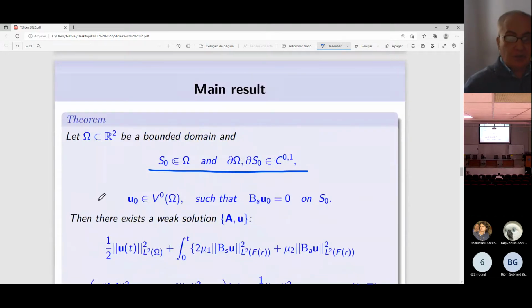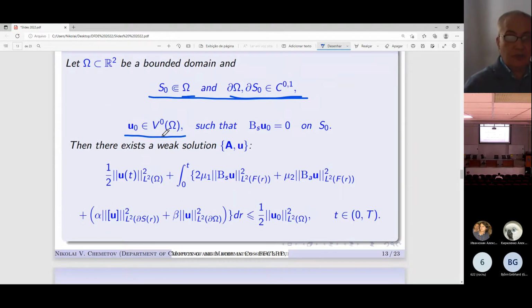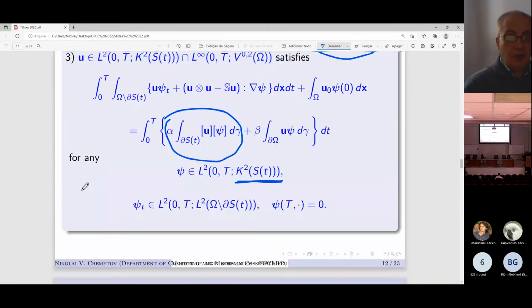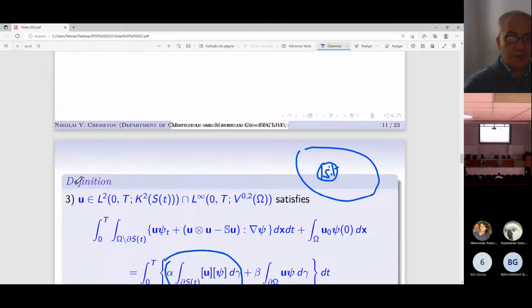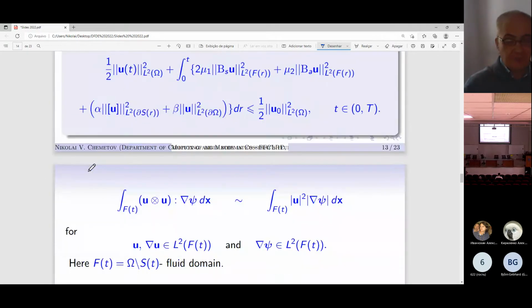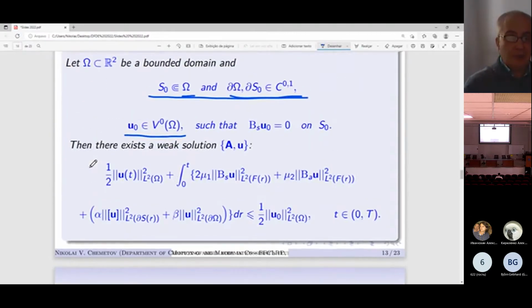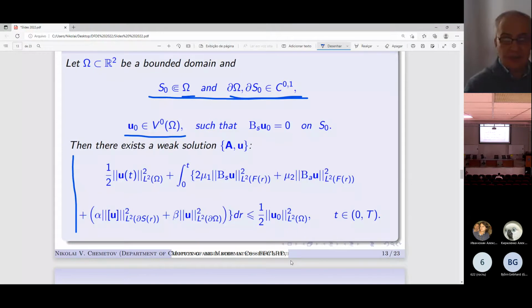Under general assumptions on the solid and on the domain, we have just assumed that the boundaries of the domain and solid are Lipschitz, and the velocity belongs to the space integrable with the power 2. And we have shown the solvability of our problem in the sense of this weak solution. Moreover, our solution satisfies the standard energy estimate.